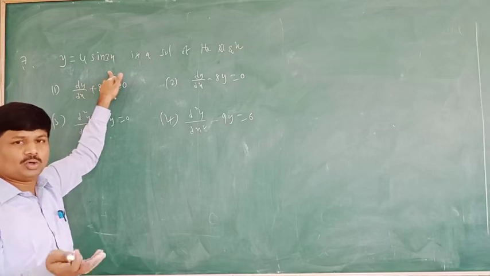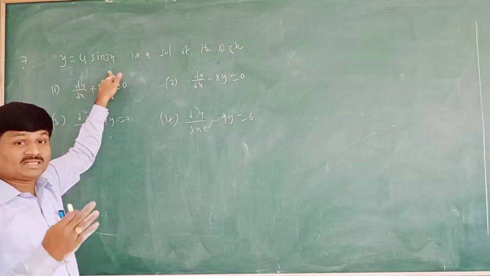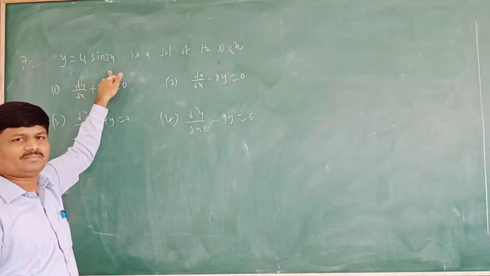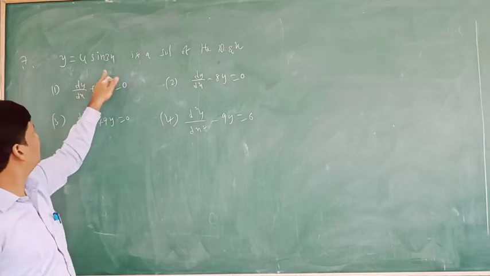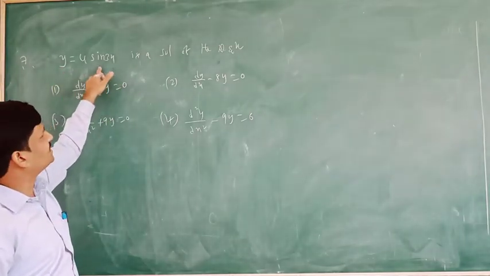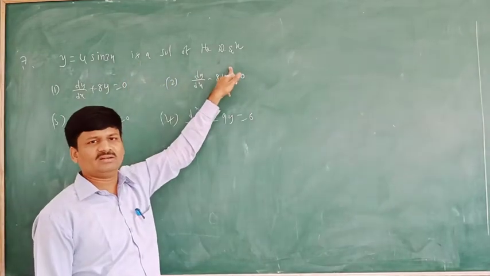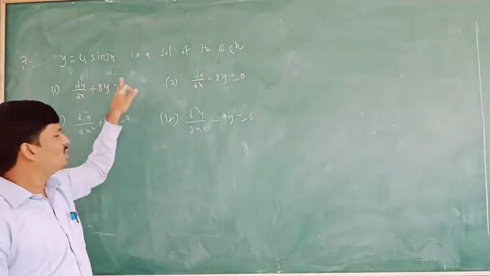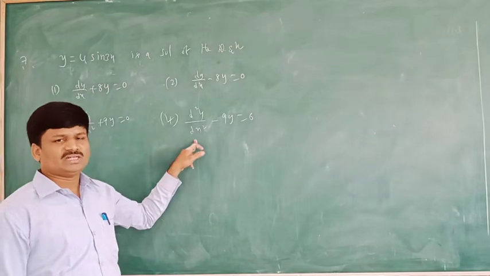That means we don't know the order of the differential equation. So how could we verify now? Nothing is given, only y is equal to 4 sin 3x is given, which is a solution of one of the differential equations. Which equation it is, nothing is there.